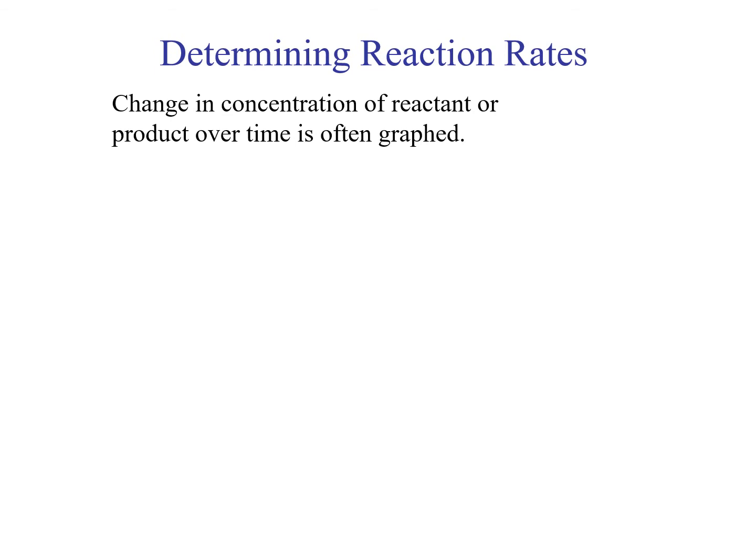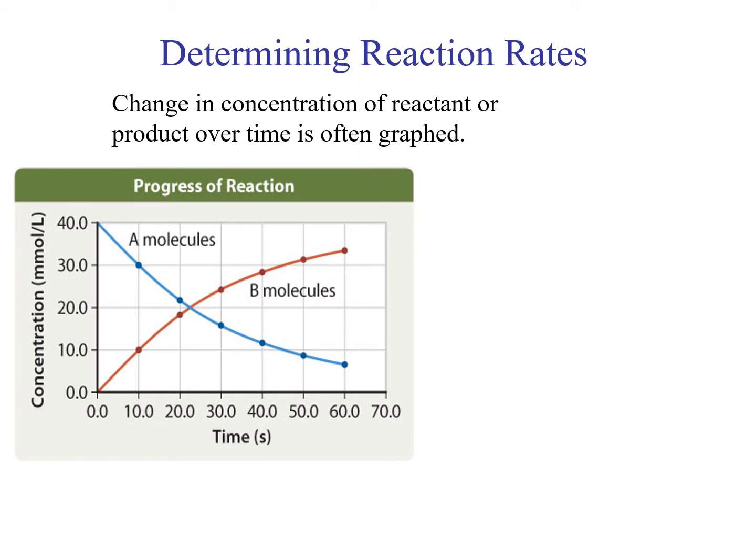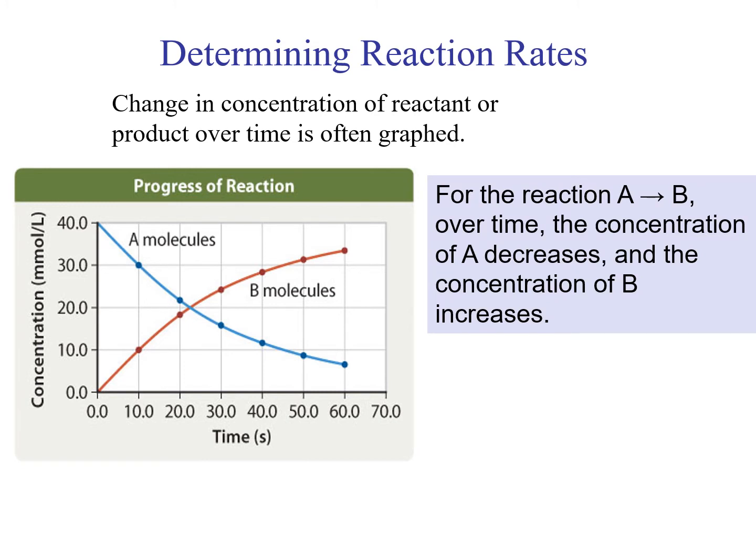The change in concentration of reactant or product over time is often graphed. From this graph, you can see that the concentration of A decreases over time, while the concentration of B increases. Can you tell which is the reactant and which is the product from this information? A is the reactant because it is being consumed, that is, its concentration is decreasing. B is the product because it is being formed, that is, its concentration is increasing.